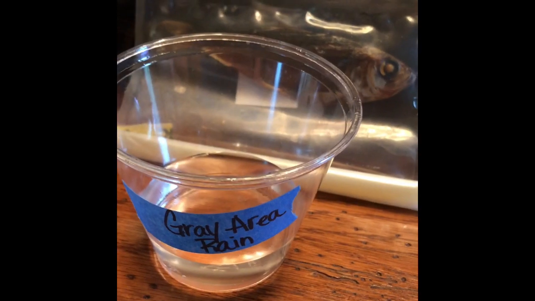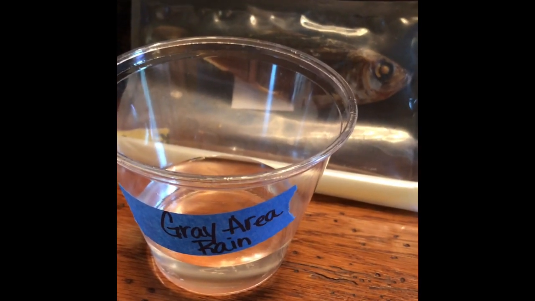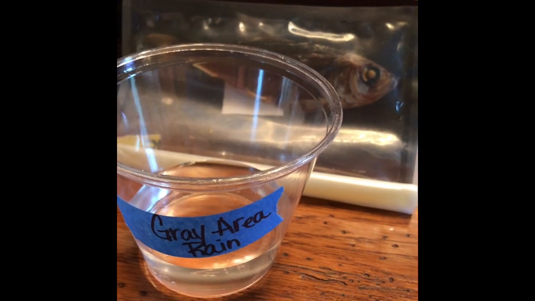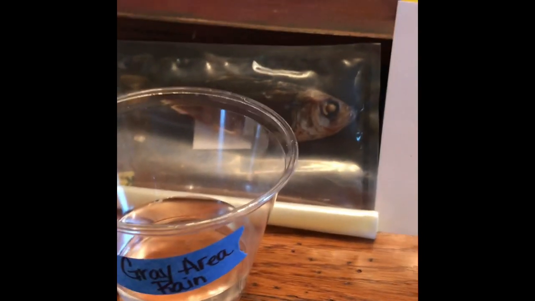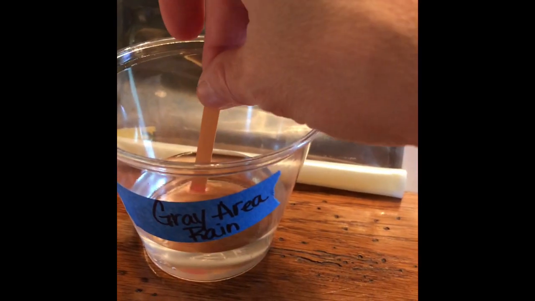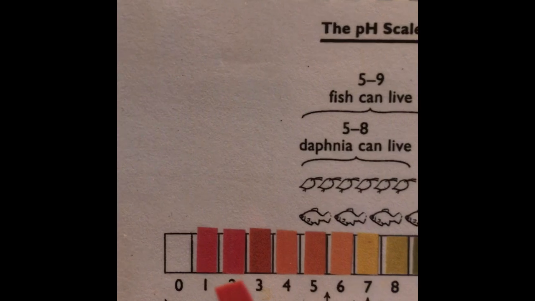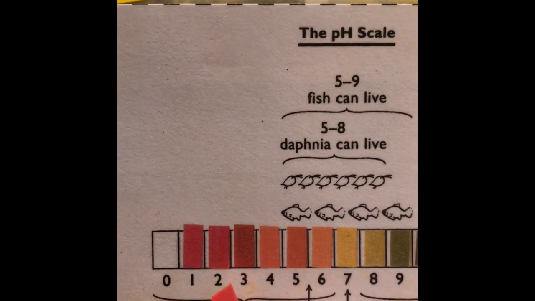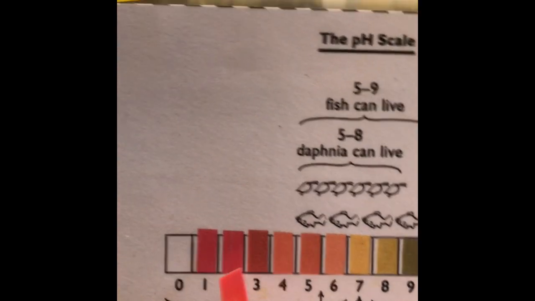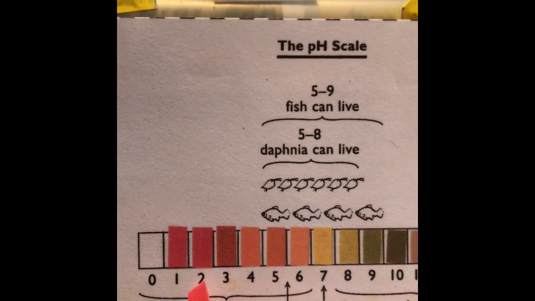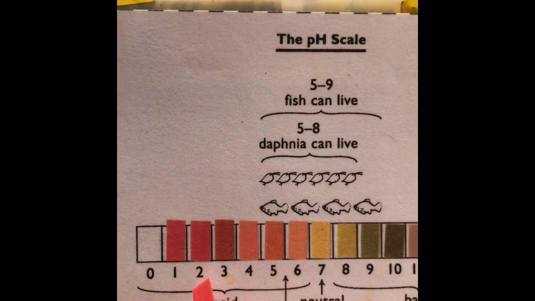We're going to start at the top of your data sheet with the Gray Area rain. Again, you can find your data sheet in your day 7 case files. So to use pH paper, all you have to do is get a clean strip and dip it in your liquid, and then you're going to match it up to your pH scale. So the Gray Area rain has a pH of 2. So in your data sheet, please record Gray Area rain, pH 2.